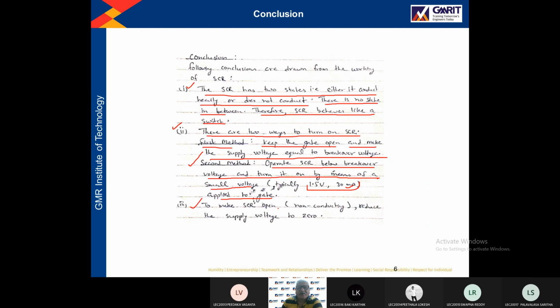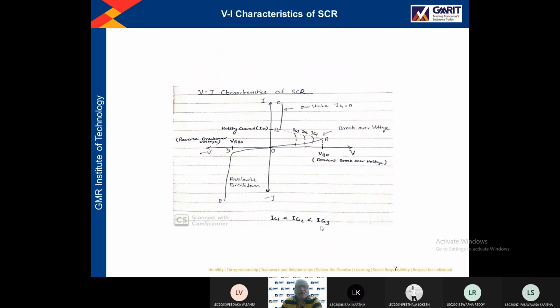Third point: to make the SCR non-conducting, reduce the supply voltage to 0. These are the three conclusions. Now you can see this characteristic here, with V on the x-axis and I on the y-axis.